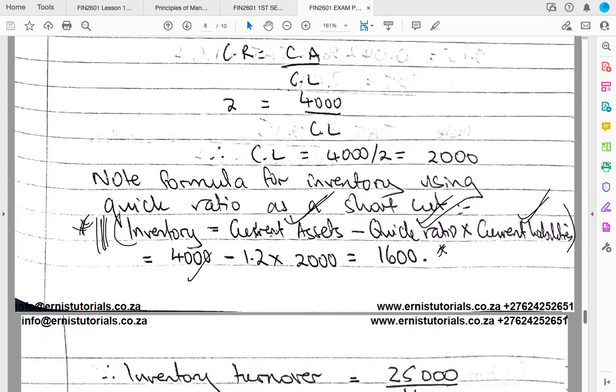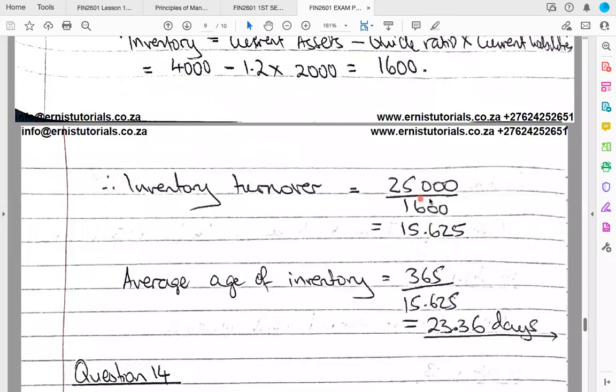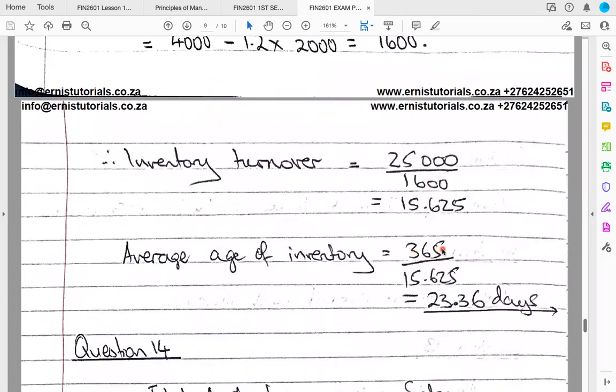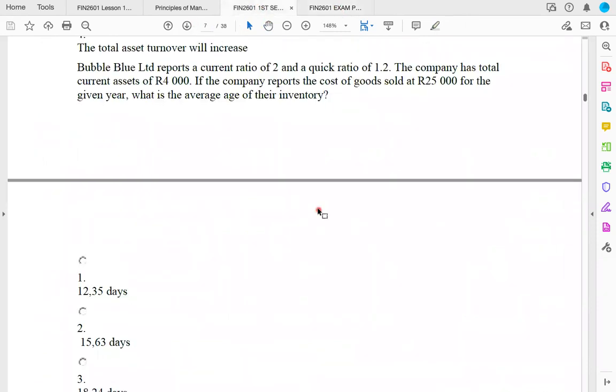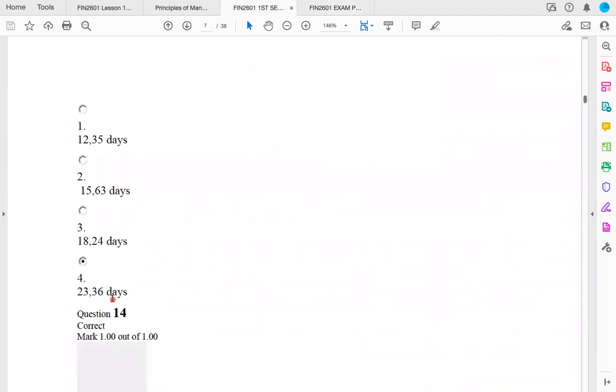So we simply substitute our current assets minus the quick ratio times current liabilities. We get 1,600. We say 25,000 divided by 1,600, our cost of sales over our inventory, to give us the inventory turnover. And then we take 365 divided by that inventory turnover to give us the average age of inventory, which I hope you got as 23.36 days, which is option 4.